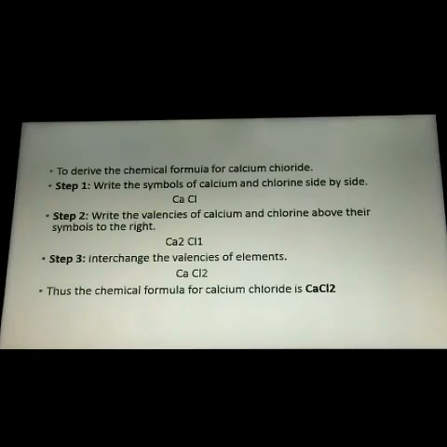Likewise, we can write the chemical formula for any molecule or any compound. First, we have to write the symbol of corresponding elements, and then write the valencies of those elements, and the next step you need to interchange those valencies. At last, you can arrive at the chemical formula for the corresponding molecule or compound.